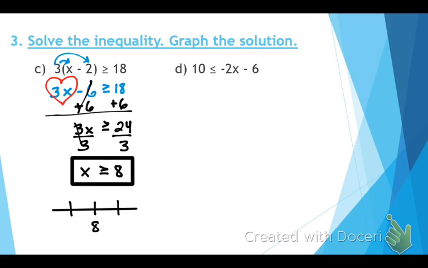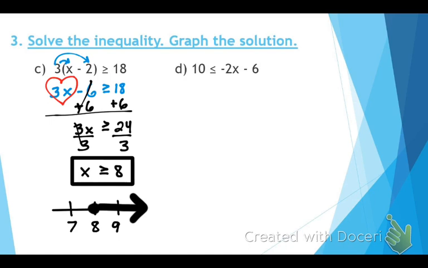Okay, 8 goes in the middle. What's one smaller? 7 and one bigger? Very good. Open or closed circle? It is closed. And which direction should my arrow go? It goes to the right. Very good job, because all solutions are greater than or equal to 8.